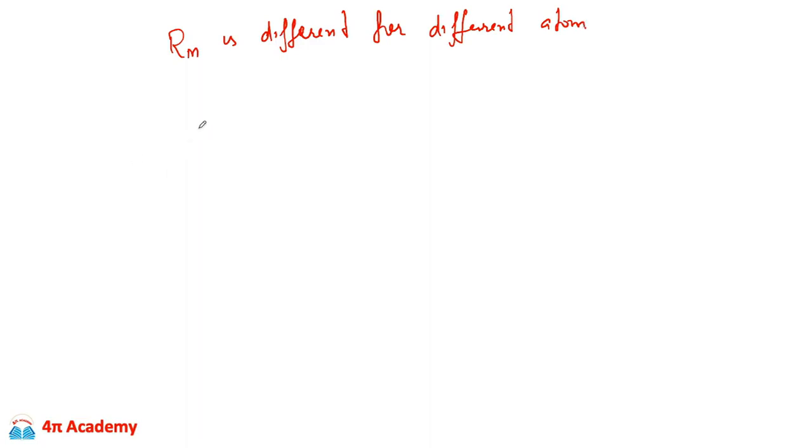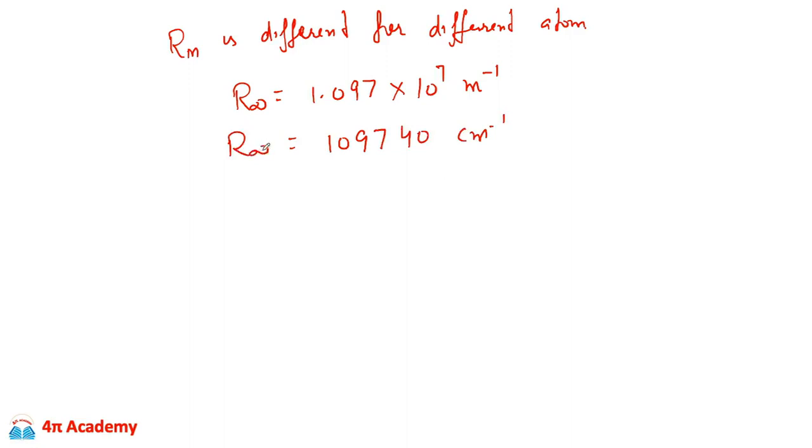So for an infinite nucleus mass, which we have derived, whose value is maximum, that is of the order of 1.097 into 10 raised to power 7 meter inverse, or you can write it in centimeter, 109740 centimeter inverse. And this is for infinite nuclear mass. Now let us solve the value of this Rydberg constant for hydrogen atom.